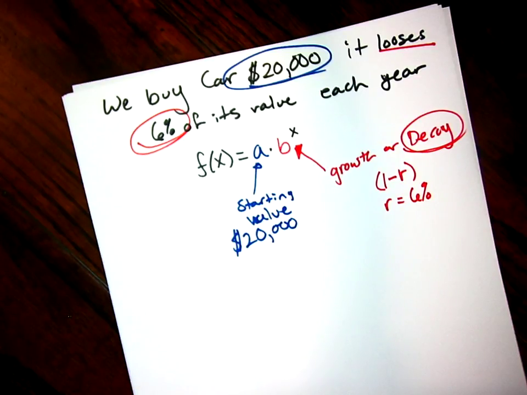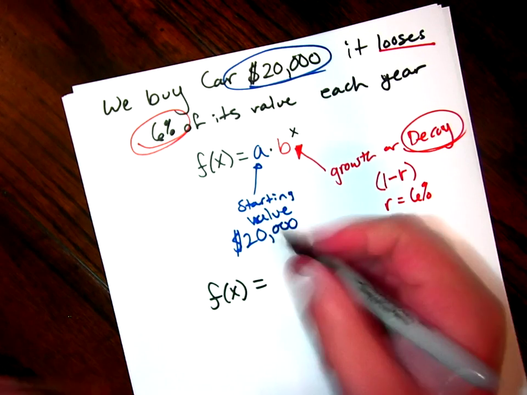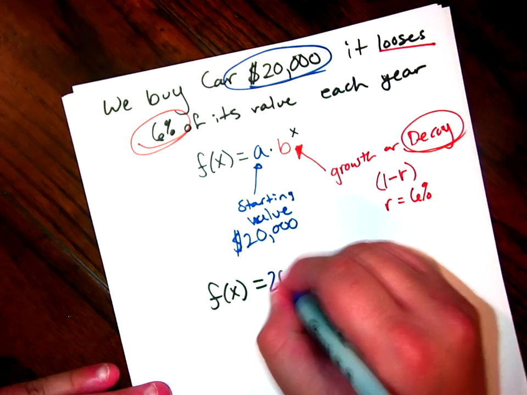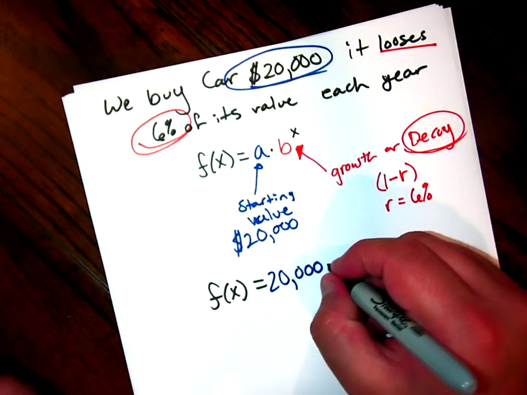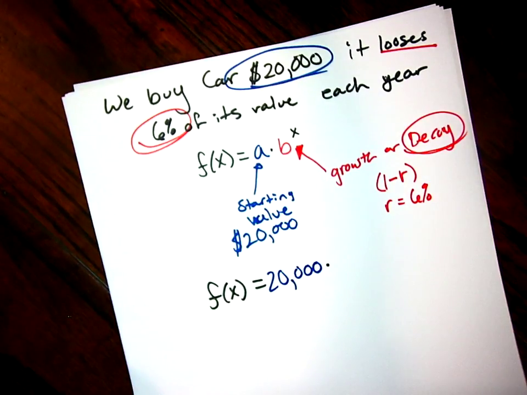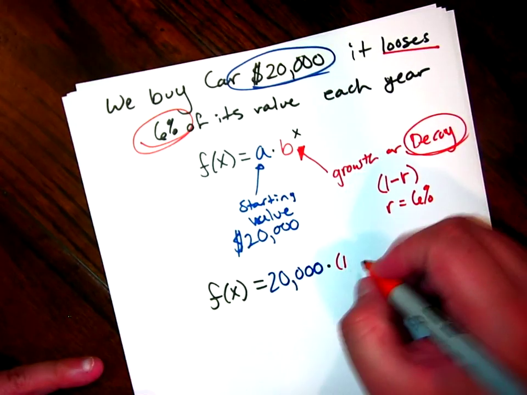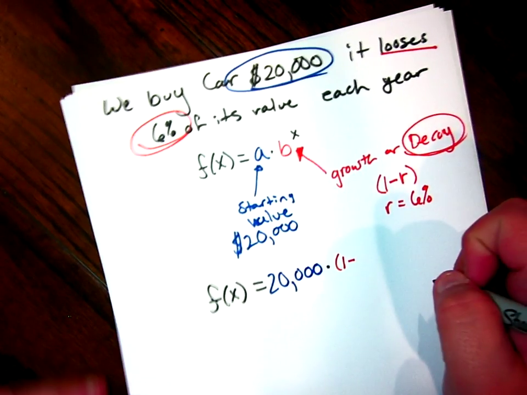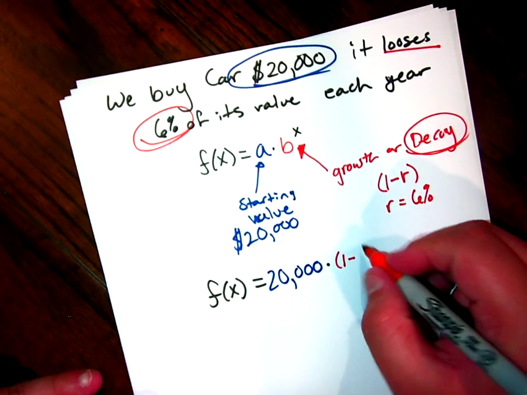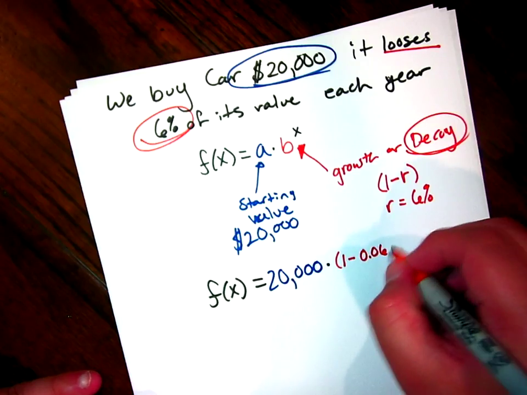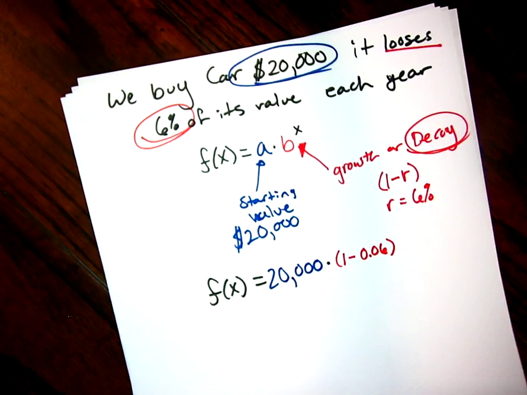So we can go ahead and write this function. It's going to be f of x equals the starting value, 20,000, times my b value, which is going to be 1 minus the rate, 6%. But again, we can't use a percentage. That's not going to give us the right b value. So we're going to use the decimal that represents that percentage, or 0.06, and then to the x. Do not forget the x, because that's what makes it an exponential function.